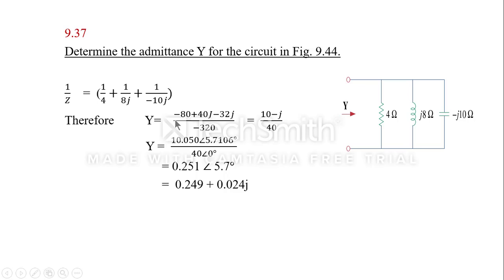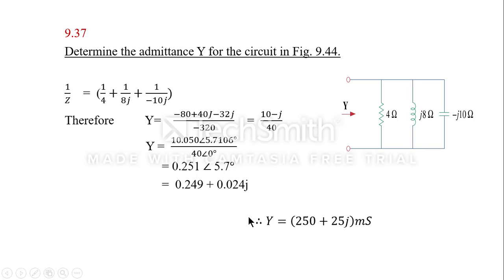Y is equal to minus 80 plus 40J minus 32J by minus 320, which gives a value of 10 minus J by 40. Converting both the numerator and the denominator to polar coordinates, we get 10.050 with a polar angle of 4.7106 degree by 40 with a 0 degree angle. So we get admittance as 0.251 with an angle of 5.7 degree. Converting it into rectangular coordinates, we get admittance as 0.249 plus 0.024J.